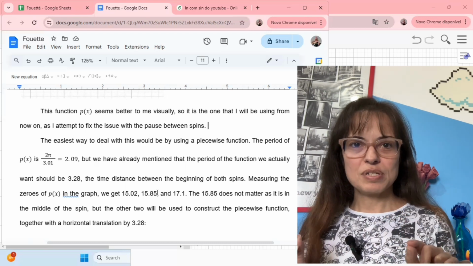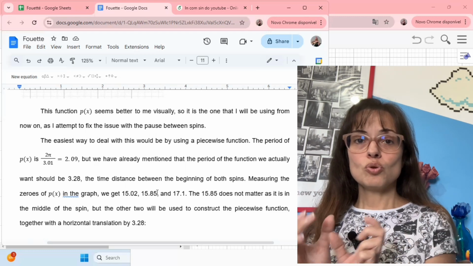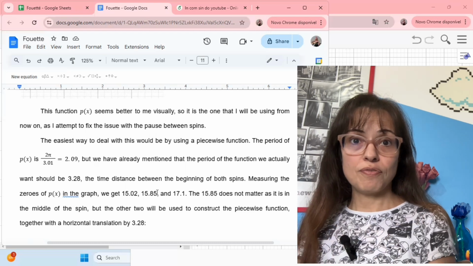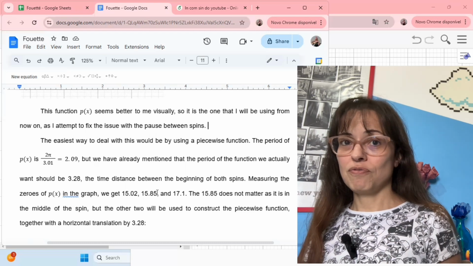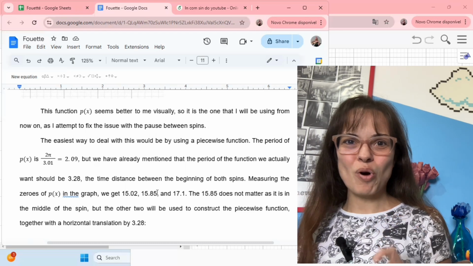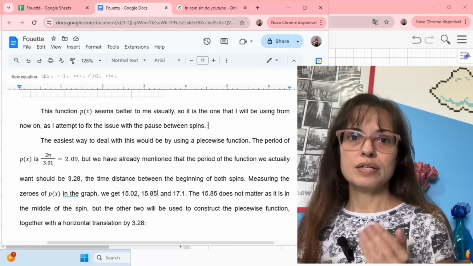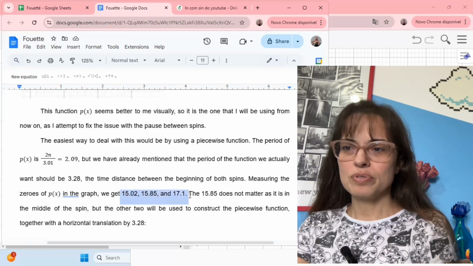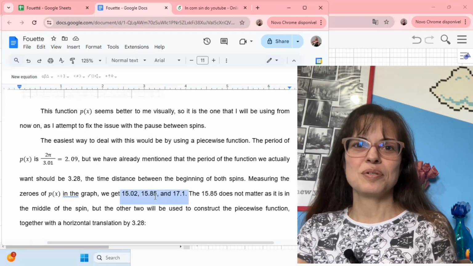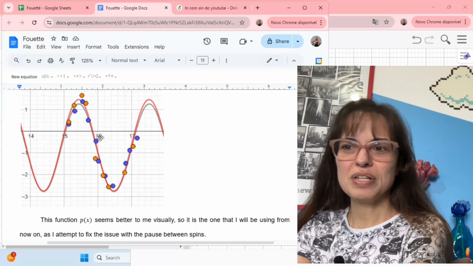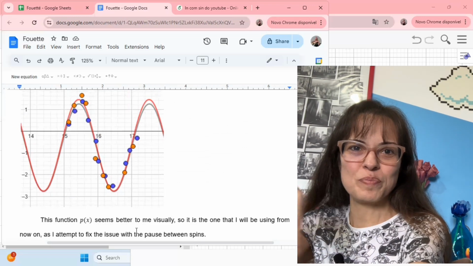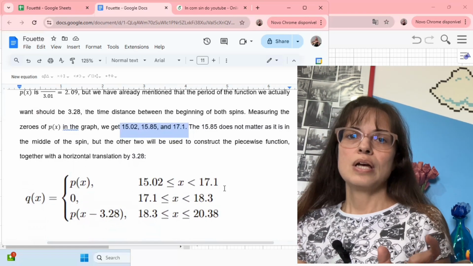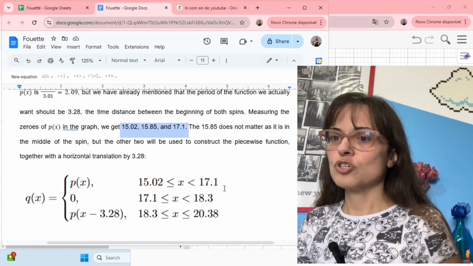And then it does the same sine function again and pauses again. So this whole thing, including the pause, is also a periodic function. It's not a trigonometric function because trigonometric functions don't pause, but it is periodic and its period is 3.28. So I went to the graph, I measured the zeros, it's these numbers here. The middle one doesn't matter because it is this one here coming down. It's in the middle of the spin. But I am using the 15.02 and the 17.1 as parts of the domain in my piecewise function, okay?